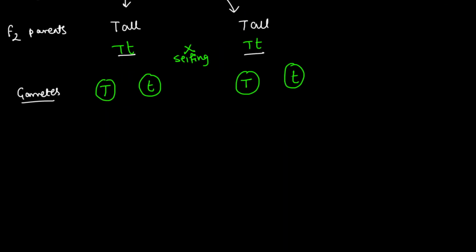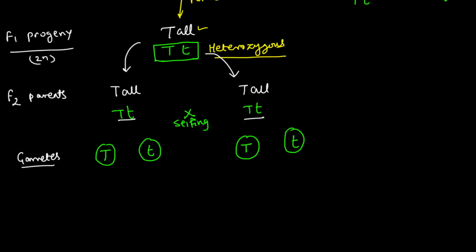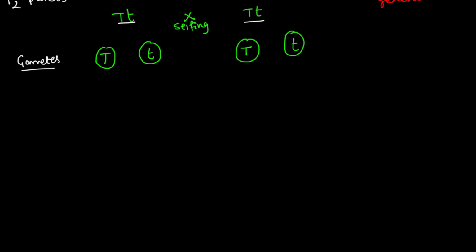Now we are talking about F1, F2, right? So this F1, F2, what do they represent? Here you have to remember that the F1 represents the first filial generation, and the F2 represents the second filial generation. So moving on, once we have the gametes here for this F2 generation, we have to find out the outcomes, we have to find out the progeny here.